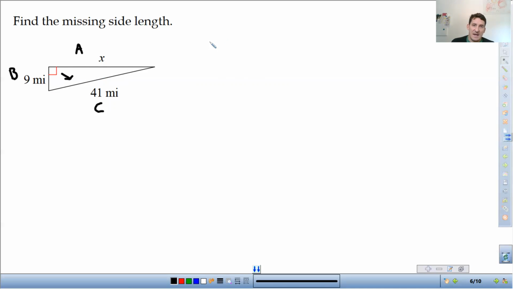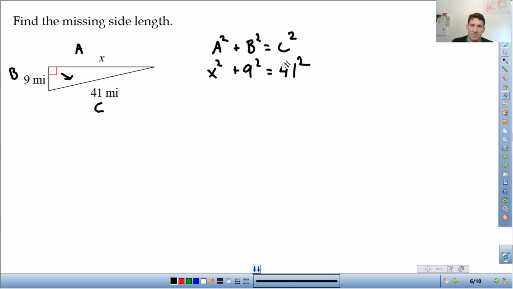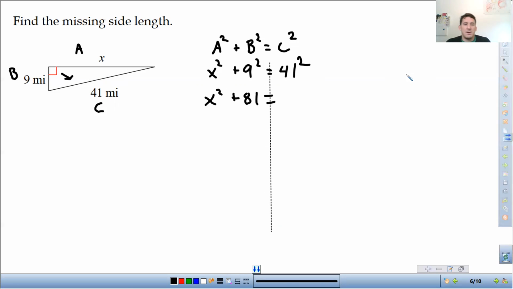To find that missing side, we still use the Pythagorean theorem. A squared plus B squared is equal to C squared. A is X, B we labeled as 9, and C is 41. We need a calculator for that one. I don't know what 41 squared is off the top of my head. Anyway, X squared is just X squared. 9 squared is 81. 41 squared. Let me get a calculator here.